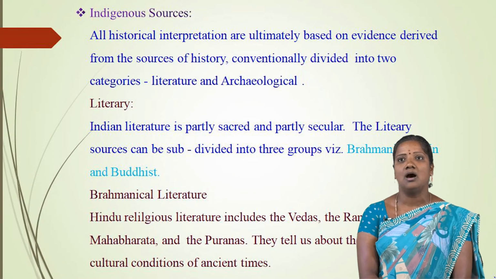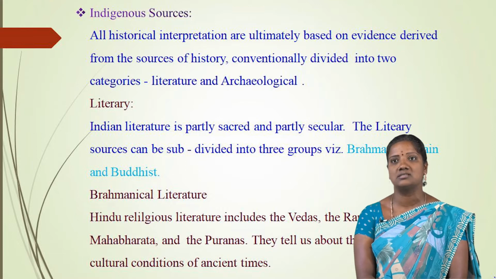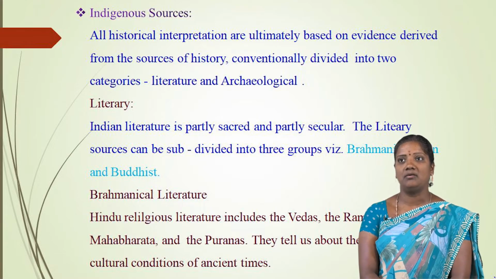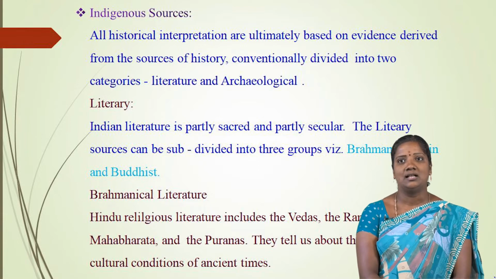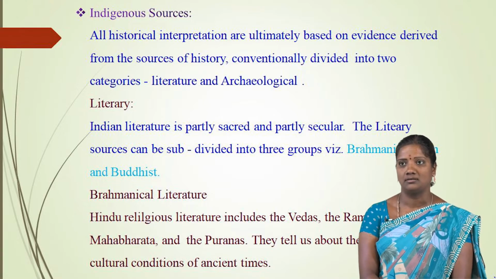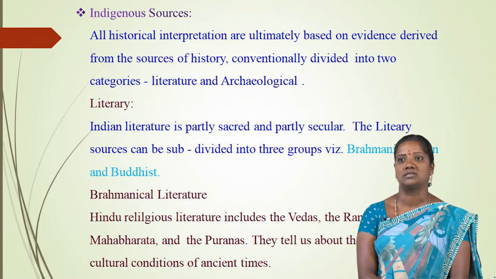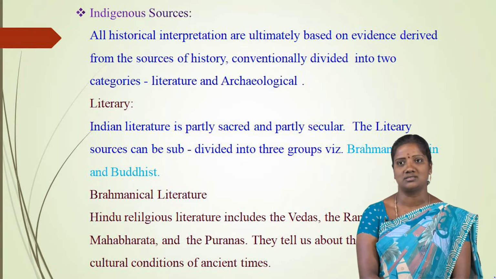Indigenous sources. All historical interpretations are ultimately based on evidence derived from the sources of history, conventionally divided into two categories, literary and archaeological. The first one is literary. Indian literature is partly sacred and partly secular. The literary sources can be subdivided into three groups: Brahmanical, Jain and Buddhist.